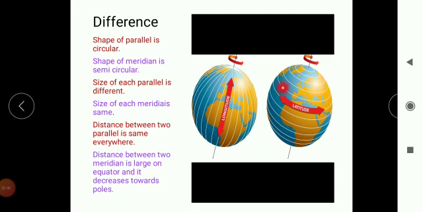Distance between two parallels is same everywhere, whereas distance between two meridians is larger on equator and the same decreases as we go towards the poles.